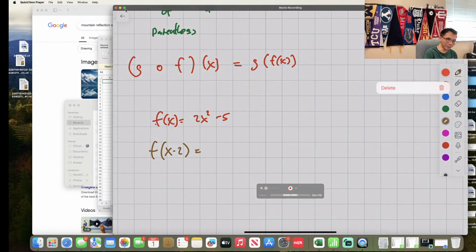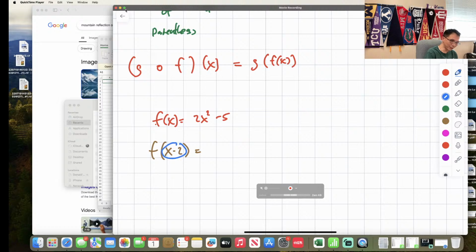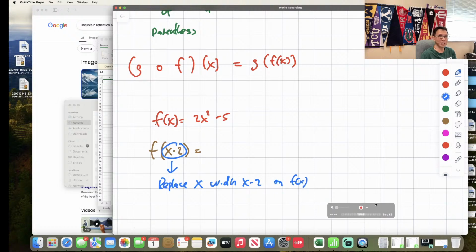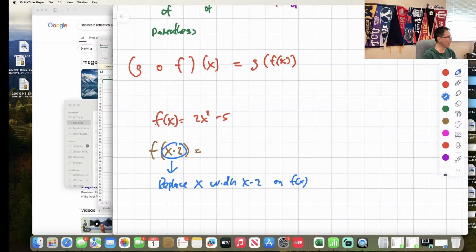So pay attention to what I'm doing. I'm replacing the x with x minus 2 in f of x. You're going to be like, what the hell does that mean? That's okay. If you don't understand, what's f of x here? It's 2x squared minus 5, right? Instead of x, so usually 2 something squared minus 5, instead of the x we replace it with x minus 2. That's called function notation.